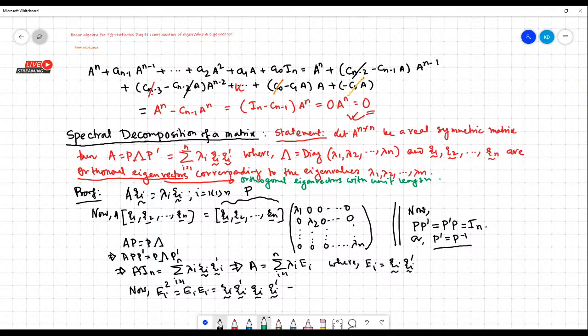Since this is an orthonormal eigenvector, or orthogonal eigenvector of unit length, ξ_i'ξ_i should be 1. So E_i squared equals ξ_i ξ_i' again, which is E_i. Hence E_i is an idempotent matrix.